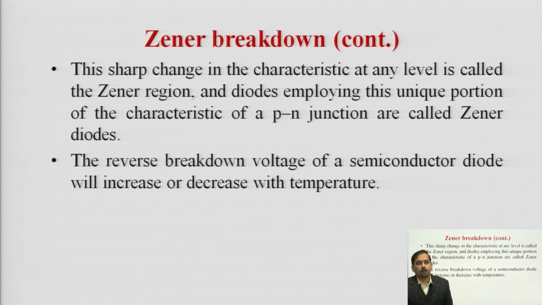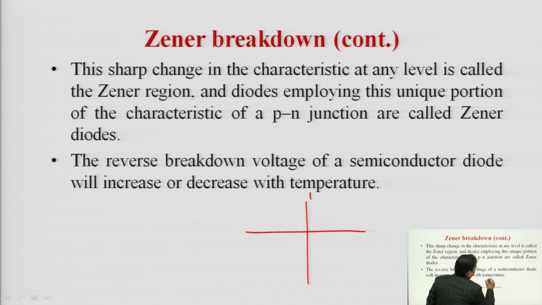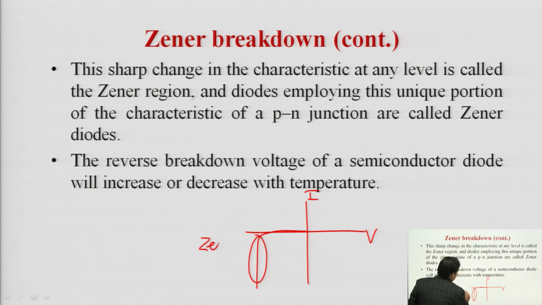So, we can say the sharp change in characteristics at any level is called the Zener region, and the diodes employing this unique portion of the characteristics of a PN junction are called Zener diodes. I think I've already told that if this is the characteristics I versus V, and we are employing this particular region, this is called the Zener region.